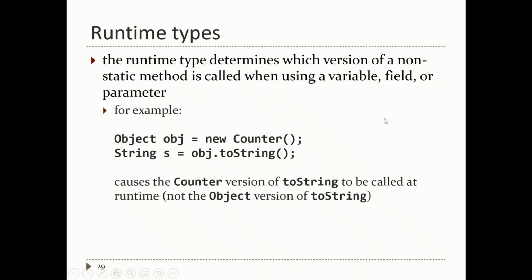The runtime type determines which version of a non-static method gets called when you use that variable. With static methods, it's always the class type that determines what method is called. With a non-static method, it's the runtime type that determines it. So my declared type is Object, and the actual or runtime type is Counter. If I use obj to call toString, the version of toString that I get is the runtime type's, so it's the Counter version of toString.